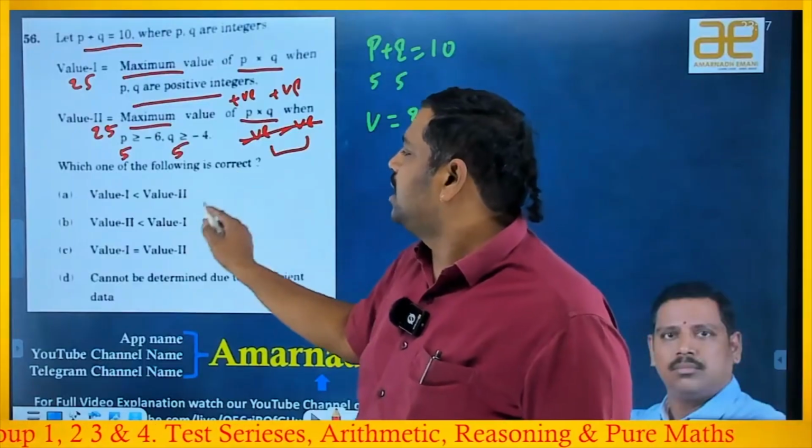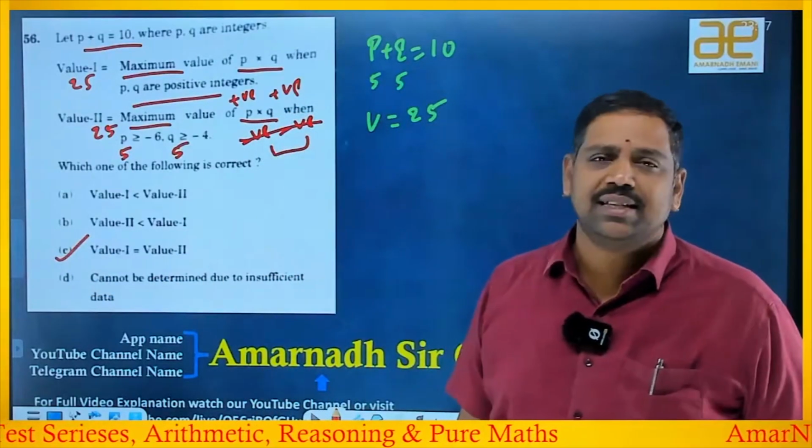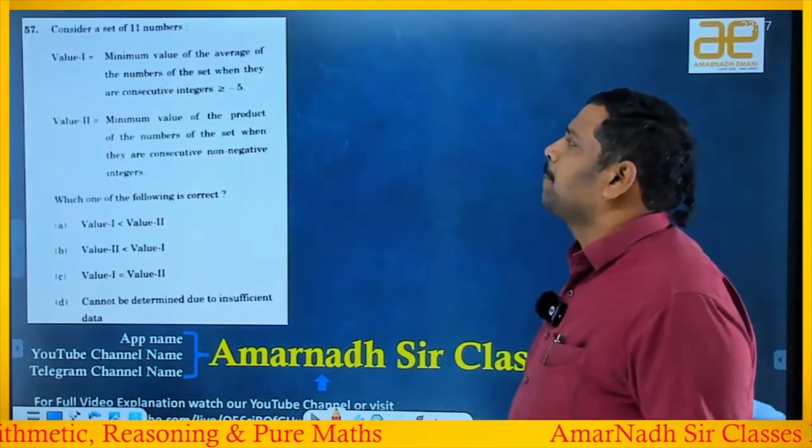So, which of the following is correct? It means value 1 is equal to value 2. So, answer is which option? C is the answer. Understood? Let's see the next beautiful one.